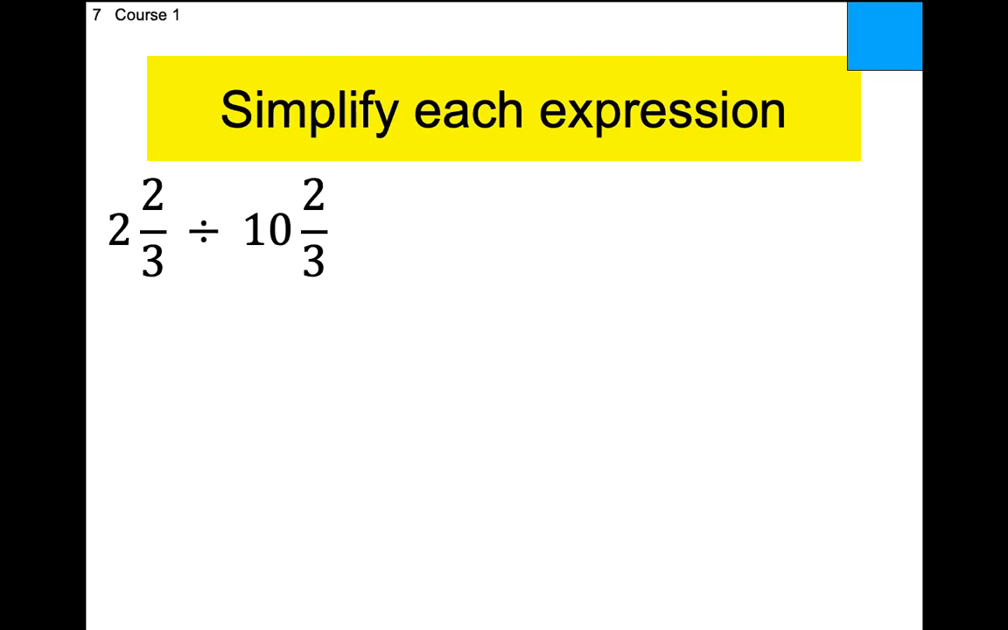So the procedure for division. Step number one, big picture. What am I doing? I'm dividing. So, big picture, what am I dividing with? Mixed numbers. So step number one, just like it was for multiplication, is I change everything to improper fractions.